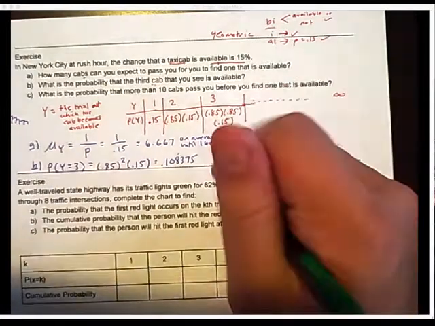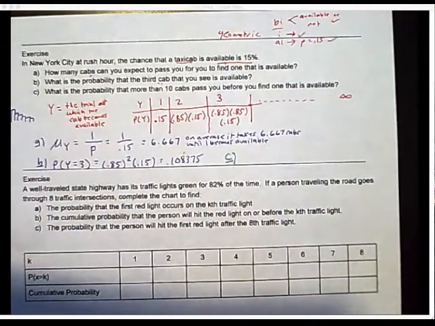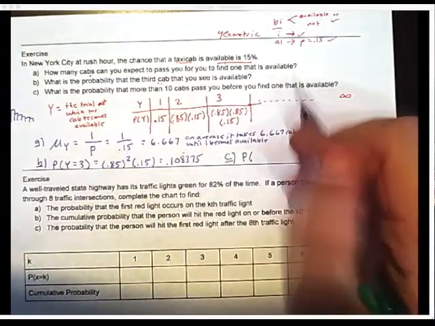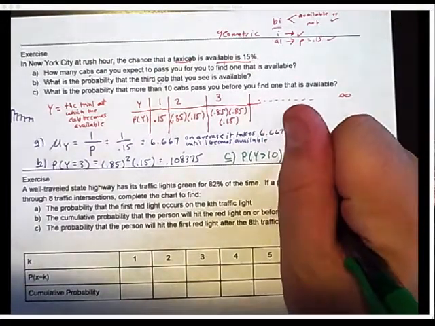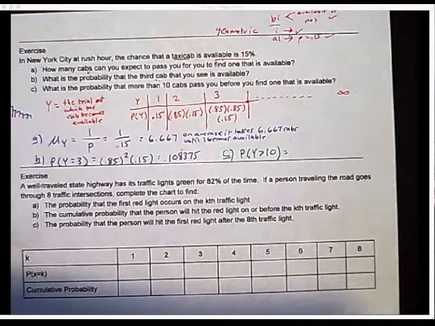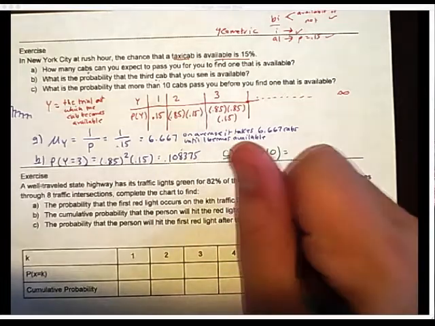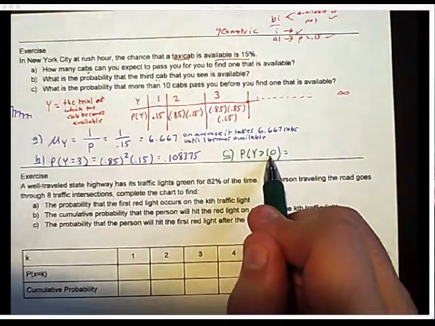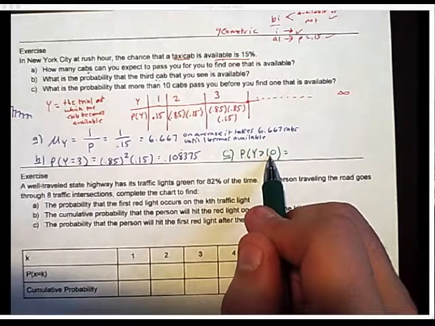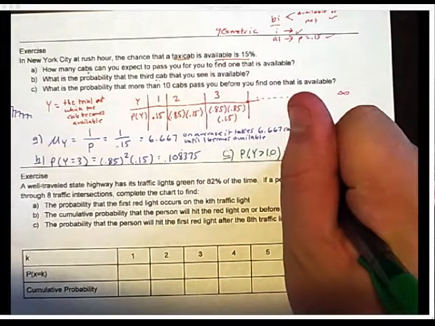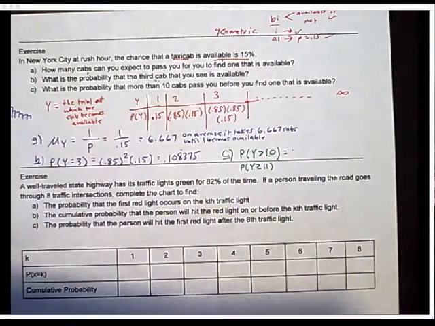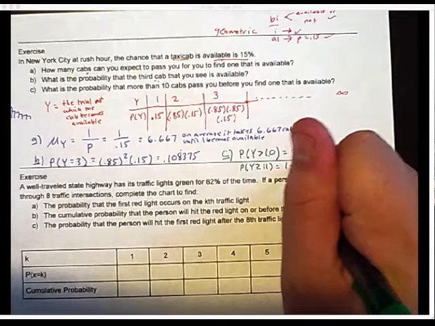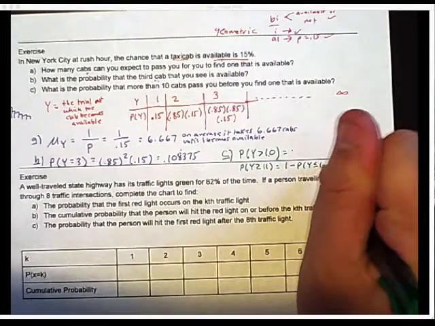And the last question here on this exercise, part C. What's the probability that more than 10 cabs pass you? So more than 10 means greater than 10. Well, we can use the shortcut here on this particular formula. Or, what does y is greater than 10 mean? That means 11 or more. Okay? So this also means the probability that y is greater than or equal to 11, which is going to be the same thing as 1 minus the probability that y is less than or equal to 10.